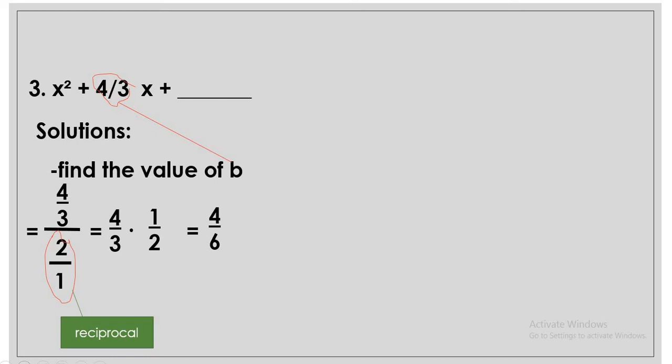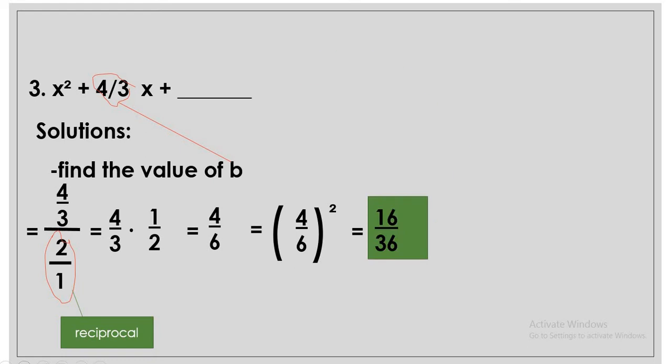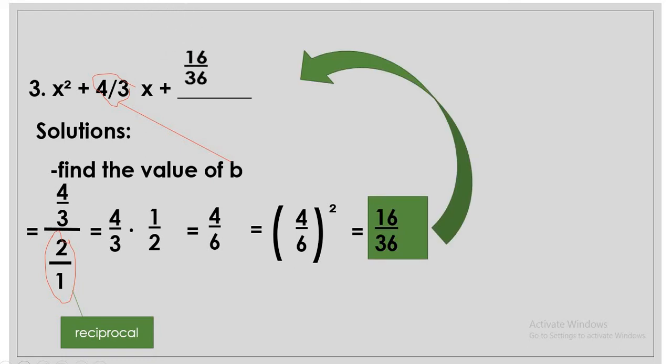Then 4 over 6, and we will square it. So 4 squared is what? 16, and 6 squared is 36. So our number here is 16 over 36.